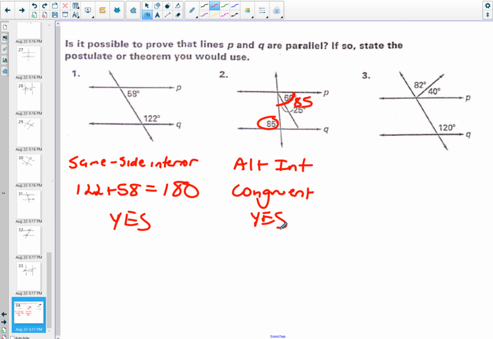Okay, let's look at the last one. Don't look at these individual angles. If you put those together, that's 122. So what's the relationship between the 122 and the 120? Those are corresponding. If the lines were parallel, what should be true about corresponding angles? They should be congruent, and these are actually not congruent. That's the symbol for not congruent, because 120 is not the same as 122. So here I do not have enough to prove the lines are parallel. Corresponding angles are supposed to be congruent.